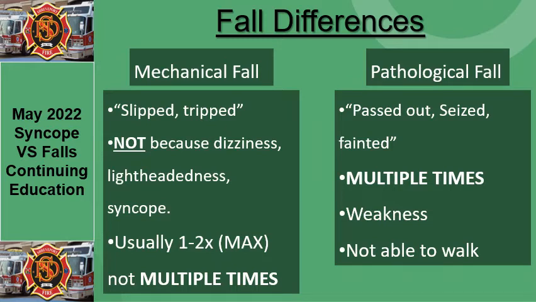So, for example, a pathological fall is the antithesis of a mechanical fall. It's when the patient says, I passed out. I had a seizure. I fainted. I've been falling a lot. I feel very weak every time I get up. I can't move. I can't walk. I fall. I crawl out of bed to crawl to the bathroom. These patients must come into the hospital.